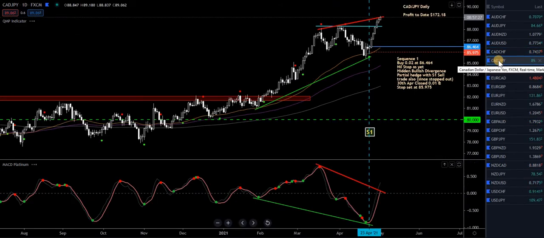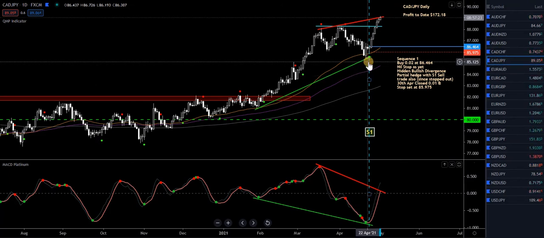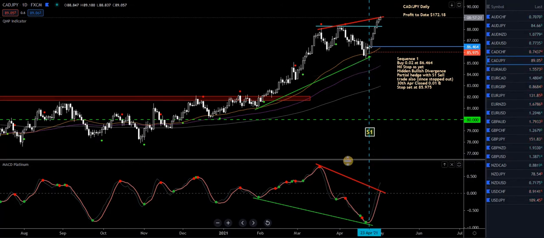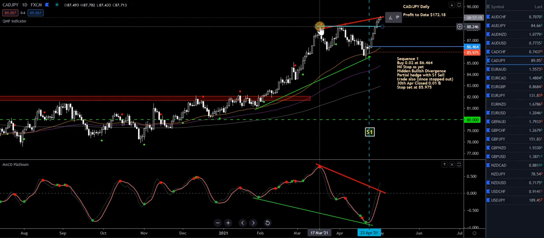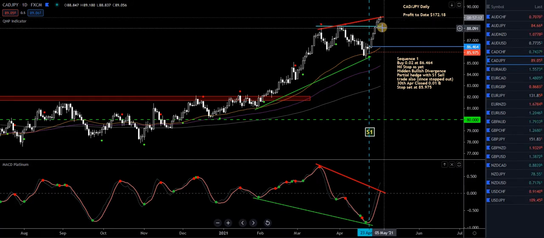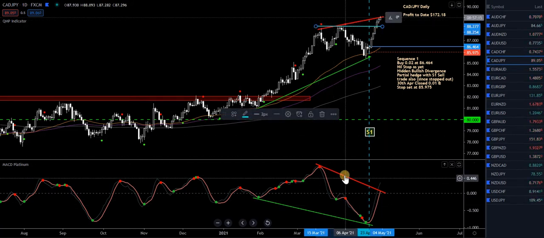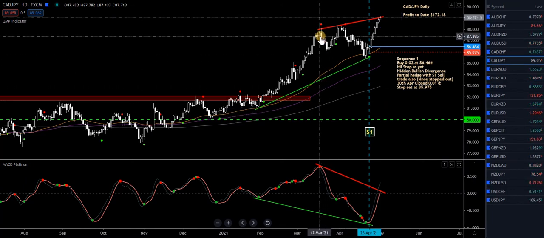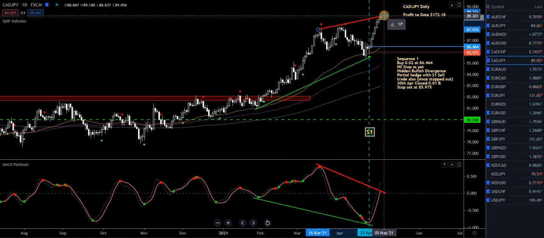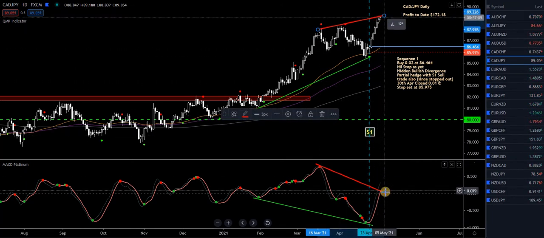CAD Yen, let's have a look at the CAD Yen, same deal as the CAD Swiss. They seem to move together. Took a buy, I've already closed half. It broke through this previous high, so I can probably get rid of that line, don't really need it at the moment. In the meantime, I'm drawing trend lines, adjusting them every day, every time I go to the charts.